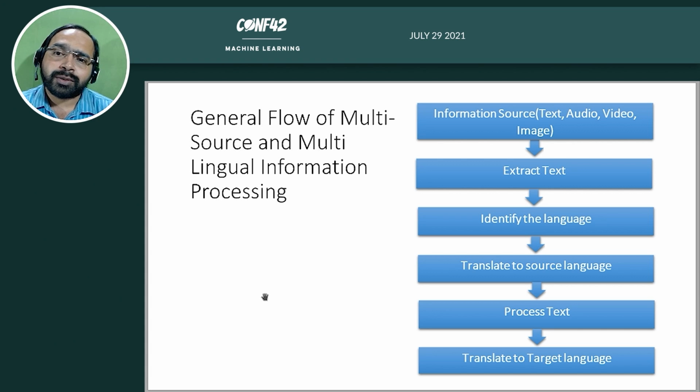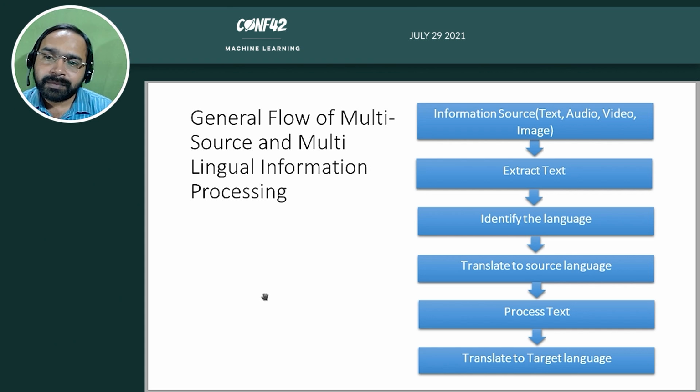So information source. Our information may be present in various formats. It may be present in text, audio, video, or image. But for processing, we need the information in textual format. If the information is available in text format, then it's not a problem. But if it is available in audio, video, or image, then we need to extract the text from audio, video, and image. And we know that there are various formats for audio, video, as well as image. So we need to try to extract the information from the maximum possible formats.